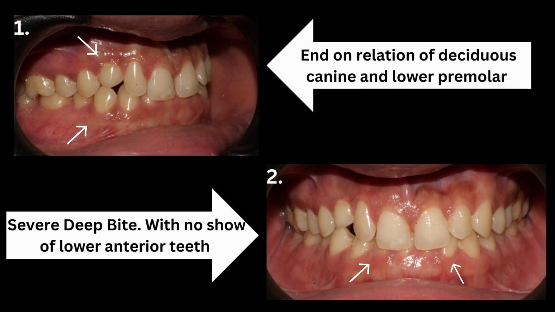A thorough clinical and radiologic examination was done. Clinically, as seen in the first picture, the lower tooth opposing the upper deciduous retained tooth was slightly buccally placed with an end-on relation with it. And as evident in the second picture, the patient had severe deep bite with no show of the lower anterior teeth at all.